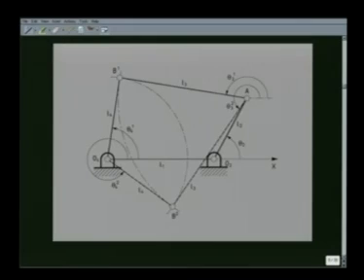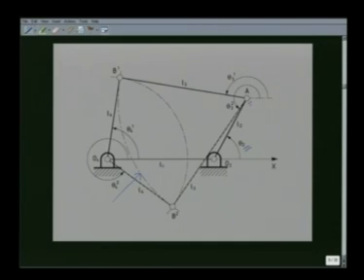Suppose we are given L1, that is the length O4 O2, the link length L2, that is O2A, and the angle theta 2. All these are prescribed. So we reach from O4 O2 to A. The link lengths L3 and L4 are given, so I can draw a circular arc with A as center and L3 as radius, and we get this circle.